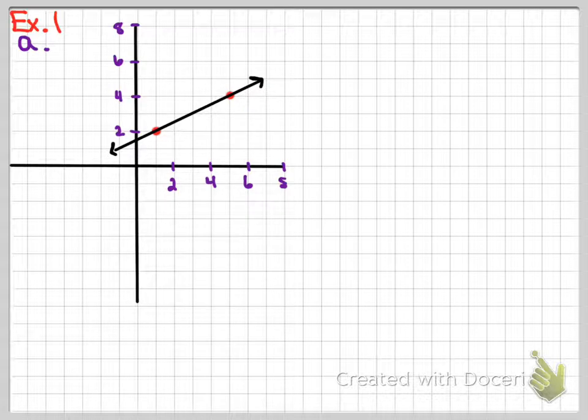Okay, now in order to find the slope, what did I say the formula was? It's rise over run, right? Now, if I'm reading it left to right, which one is the first point that I'm going to start at?